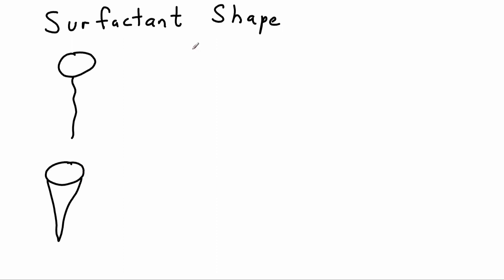If we had a surfactant like a phospholipid, the molecules that make up cell membranes, we can see that there's two alkyl chains and then one polar head group. And we can imagine that that is more of a cylindrical shape.